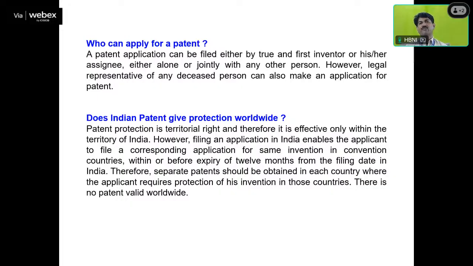So if we are going for a patent, it will not be valid everywhere. Along with our Indian patent, many people go for a US patent also, so that will be valid in India as well as the US. Similarly, we can choose a few other countries where we feel our product or process is going to be used, and we have to apply for patents in those countries also.